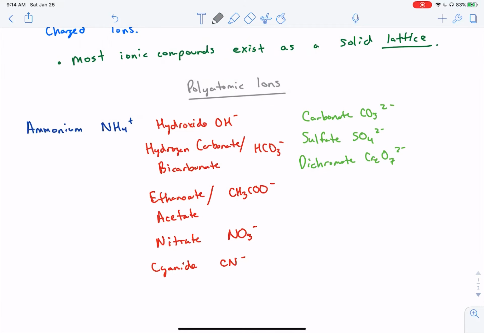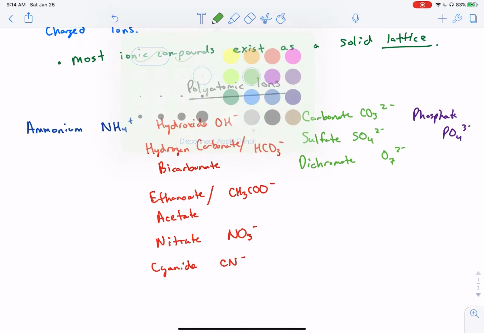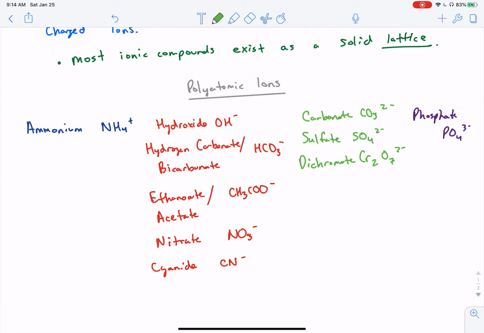And last but not least, we have phosphate, which is PO4 3 minus. Yeah. So these are the 10 polyatomics that you are held responsible for in the IB exam. And so if they name a compound that involves these, it is assumed that you can write the structure out. Yes, Doris. Cr2. Sorry, Cr2. Let me write it more clearly. Dichromate meaning 2 chromiums.